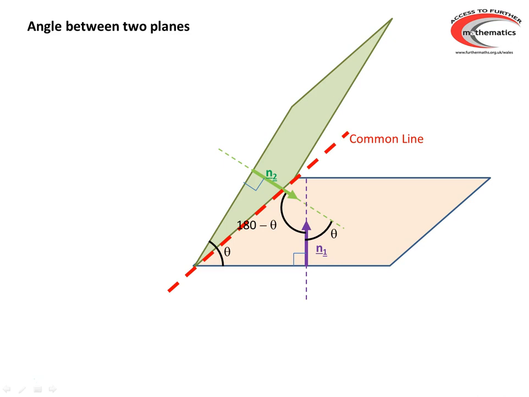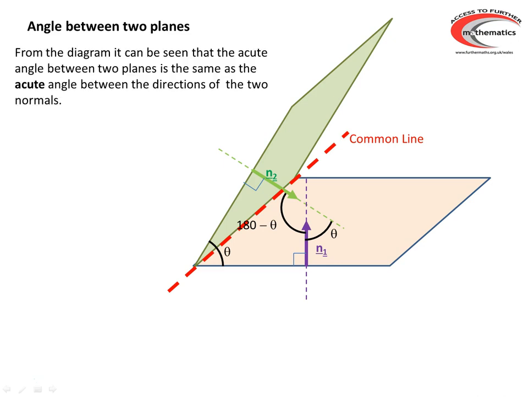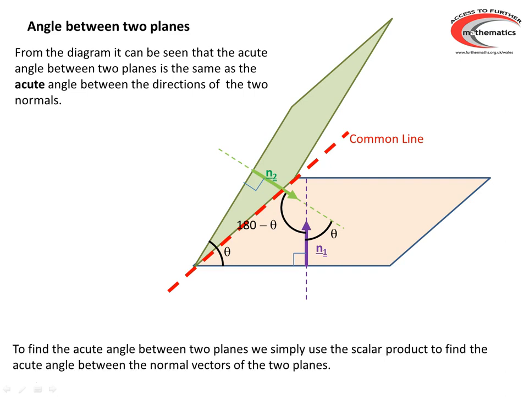So what we have is that the acute angle between two planes is the same as the acute angle between the directions of the two normals. To find the acute angle between two planes, we simply use the scalar product to find the acute angle between the normal vectors of the two planes. The acute angle between the normal vectors of the two planes is the same as the acute angle between the two planes.